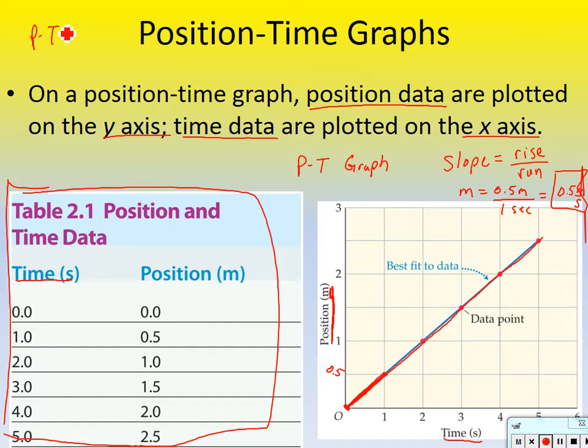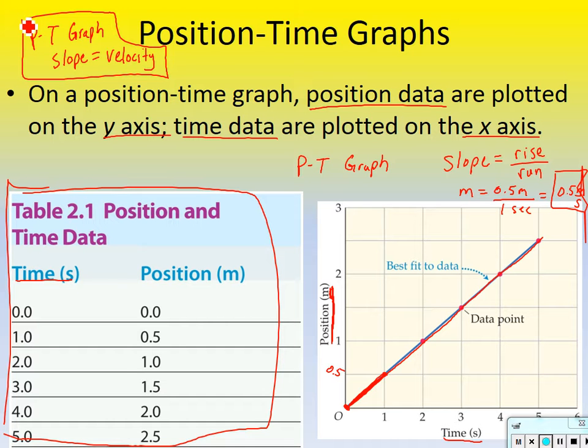So slope, I want you to write this somewhere. On a PT graph, slope tells us what, guys? Put that in your books, in the margin, on top, somewhere. Write that note: in a position time graph, the slope tells us velocity.